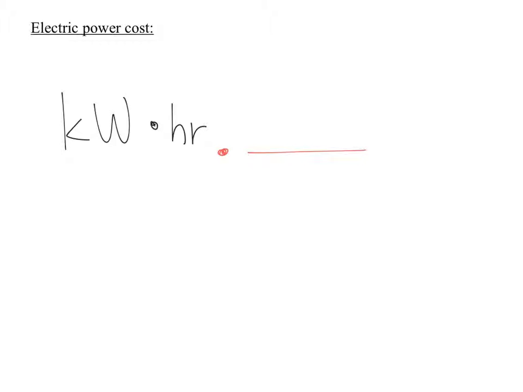Use your units. Kilowatts are on the top, so they have to go on the bottom, right? And we want to make it watts. How many watts are in a kilowatt? 1,000. So 1,000 goes on top. Not divide by, be careful. It's the other way around. So that gets rid of kilowatts.